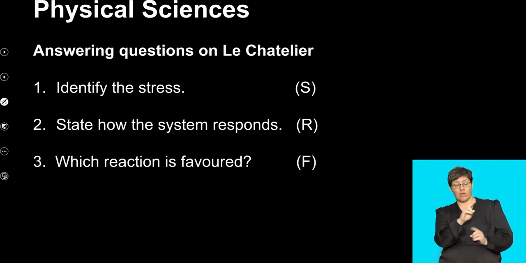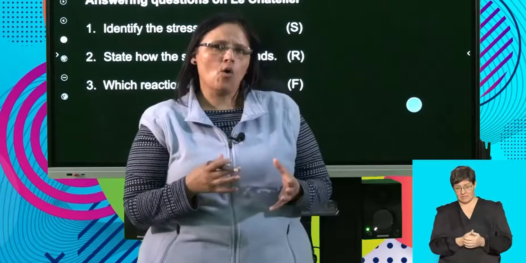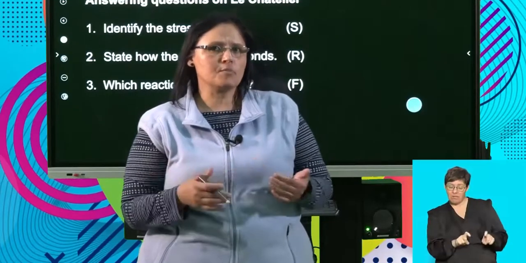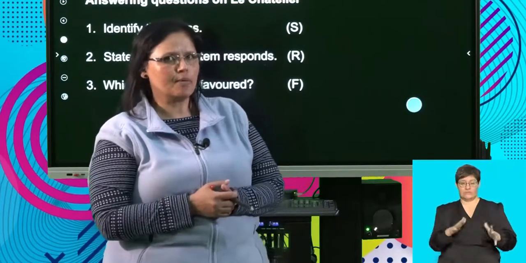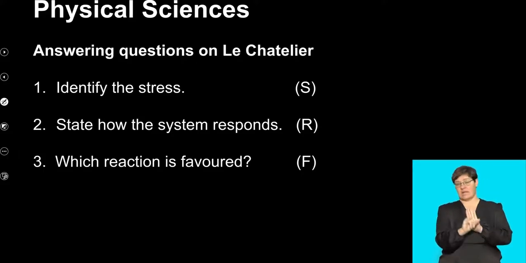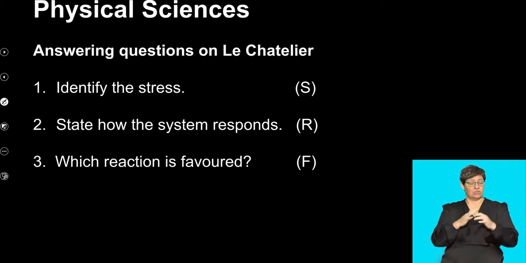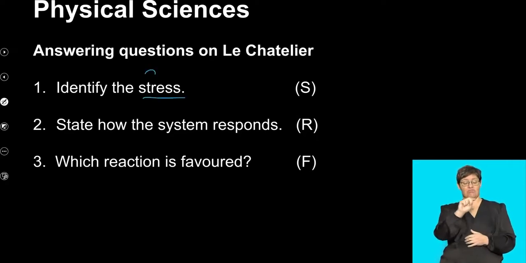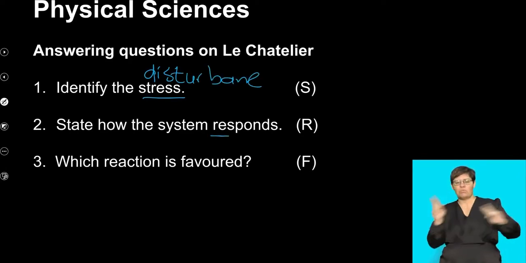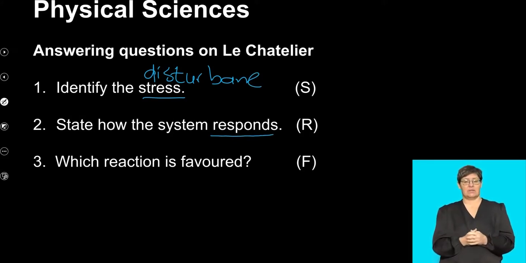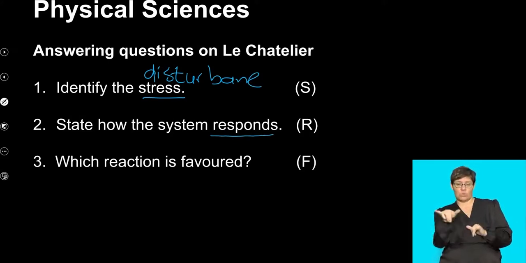When we look at Le Chatelier, we will have to have a way of answering questions, or we use Le Chatelier's principle to answer questions after equilibrium has been disturbed. So the first thing will always be to identify the stress, so we use the S. Remember that stress is actually the same as your disturbance. Then we will state how the system will respond to it and which reaction will be favored.